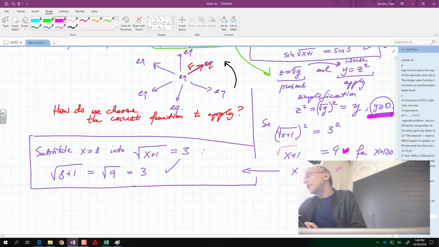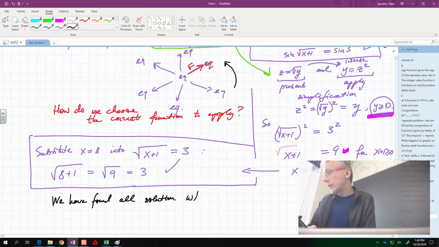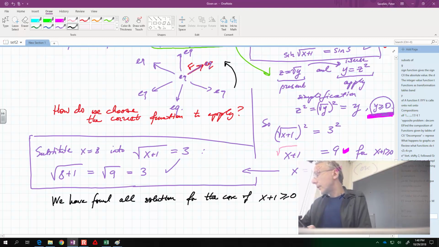So as long as x plus 1 is larger or equal to 1, then we are okay. It works out. So let me write out. We have found all solutions for the case of x plus 1 larger than or equal to 0, which is the same as x larger than or equal to negative 1. Okay, so if that was our restriction, then we found all of them.